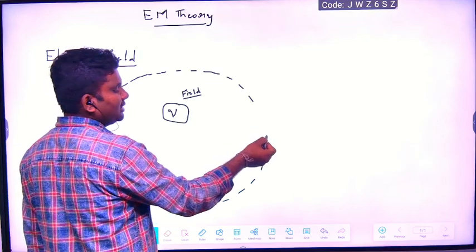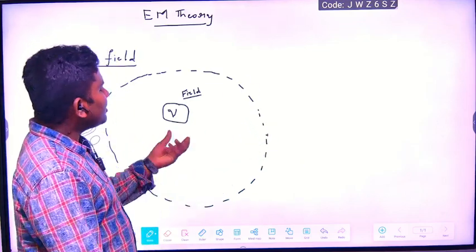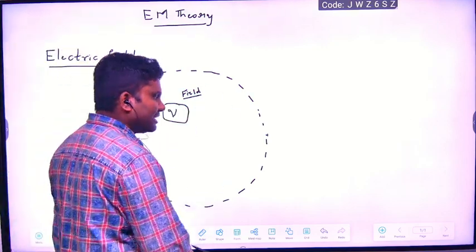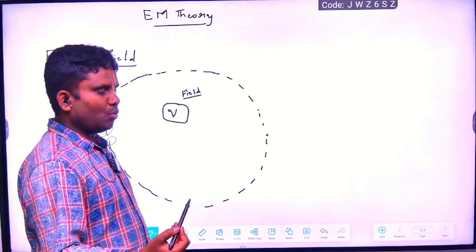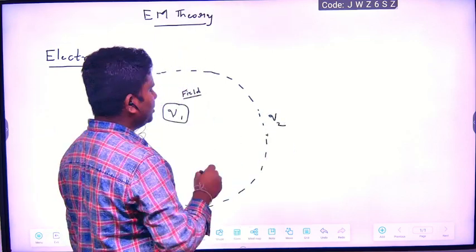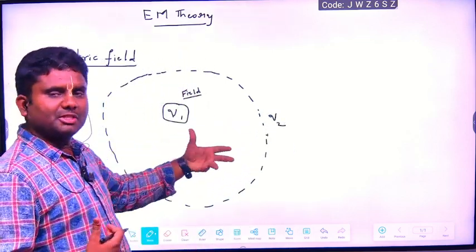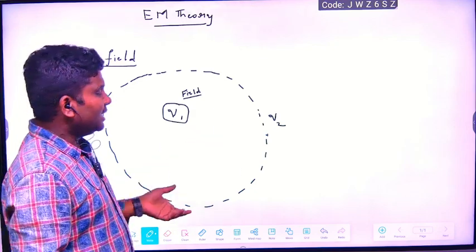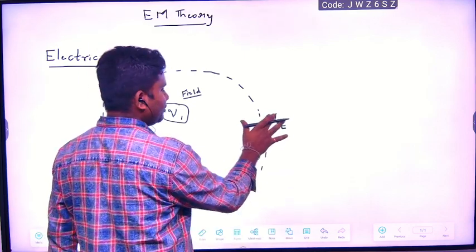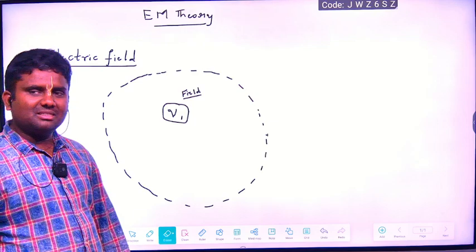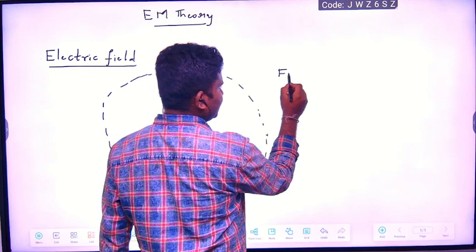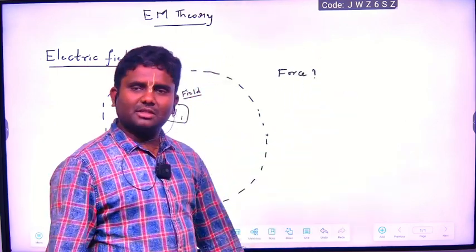Whenever we keep a charge, some force will develop from the charge. How can you experience that? If there are two charges, for example Q1 and Q2, then you can see there is a force of attraction or repulsion based on the polarity of charges. But if there is only one charge instead of two, what does the force really do? Will the force still exist?